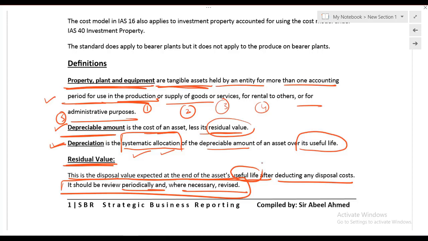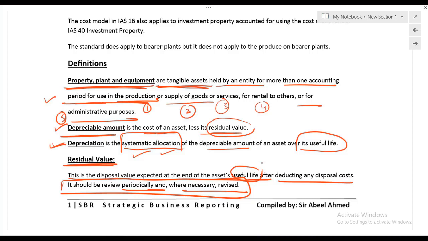So dear student, what we have discussed today in a very small video: we discussed the objective of IAS 16, what we mean by property, plant and equipment, depreciable amount, depreciation, and residual value as well. And let me tell you one or two more things, then we conclude our first lecture, inshallah.